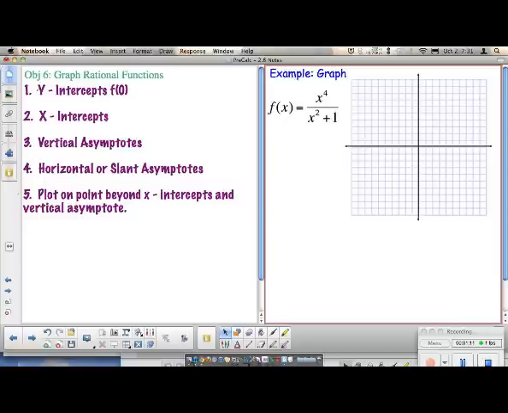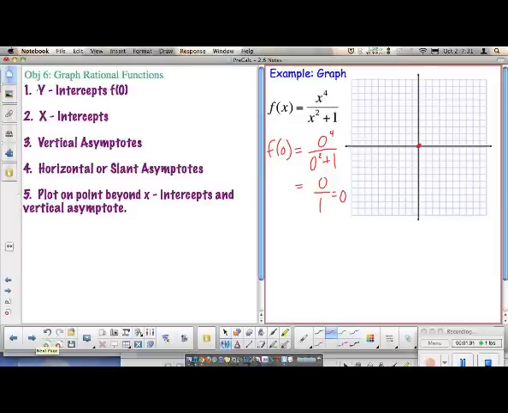what's happening between. So taking a look at the first one, the y-intercepts are always going to be our easiest one because we're just going to simply plug in 0 for x. And we're going to get 0 to the fourth over 0 squared plus 1. That simplifies to 0 over 1, which is just 0. So we have a y-intercept that happens to be the same as an x-intercept. Okay? But of course, that's only potentially one of our x-intercepts.